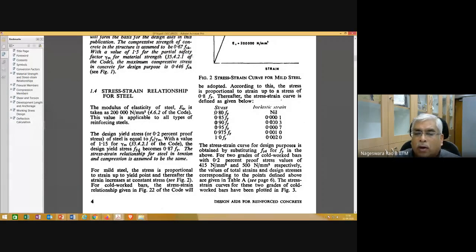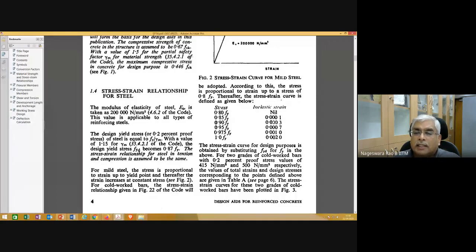What is 0.8 Fy? 0.8 Fy is the point till which the behavior is going to be elastic. Stress is going to be proportional to strain, or you are going to be within the elastic region of the curve. And if you unload it, you are going to come back to the original curve or same point.